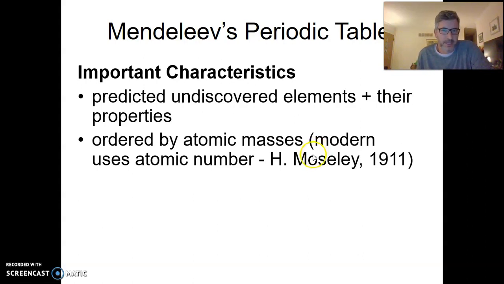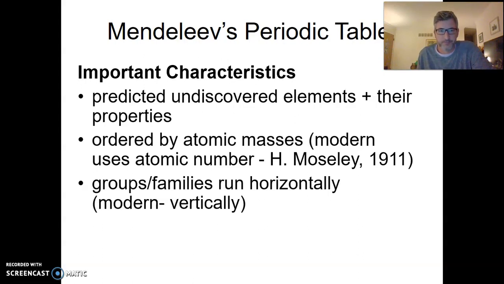His were ordered by atomic mass. The modern one uses atomic number, which wasn't developed until about 1911. A guy named Henry Moseley was able to figure out the number of protons in each atom. Once you do that, you realize that Mendeleev was right about his order for the most part, and that elements that looked like they were out of order according to atomic mass were actually in perfect order when you wrote down their atomic numbers.